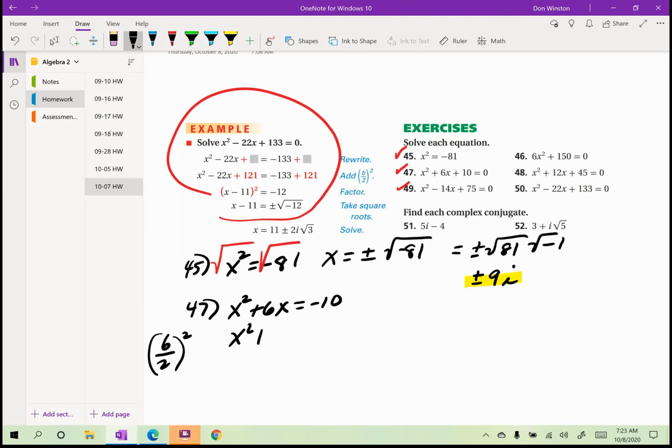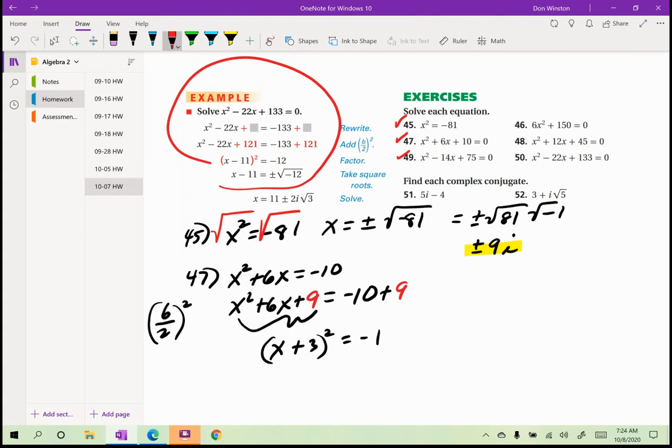So x squared plus 6x. 6 divided by 2 is 3 and 3 squared is 9, so I will add 9. I'm completing the square. And then, to balance the equation, I have to add 9 to the other side as well. Now the x squared plus 6x plus 9 is a perfect square trinomial whose sides are x plus 3 squared. And that equals negative 1.